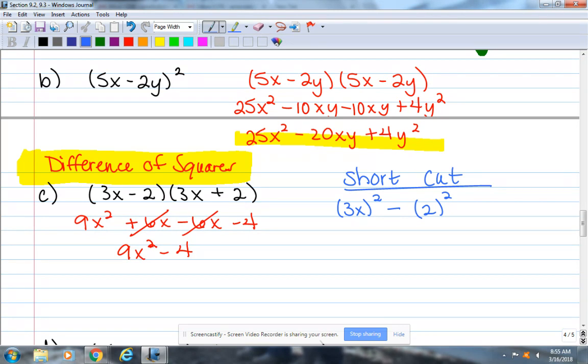So 3x all squared, what's 3 squared? What's x squared? x squared. Minus, what's 2 squared? Same thing, right?